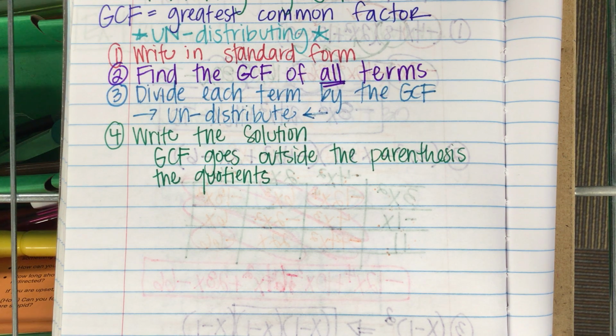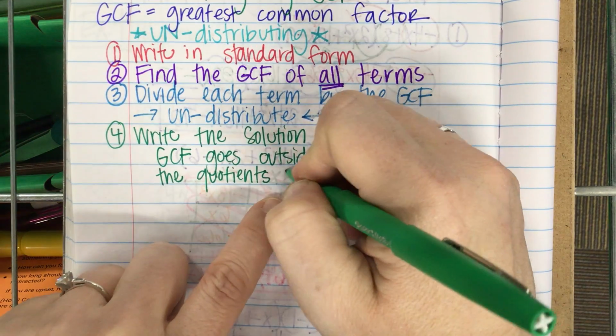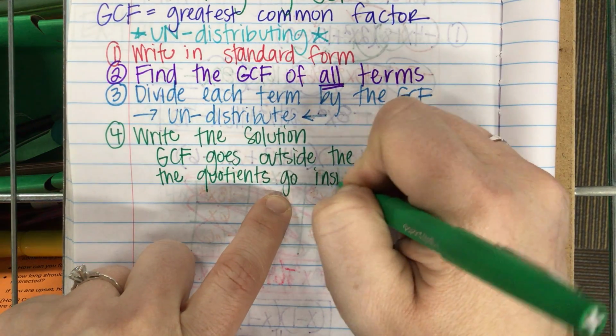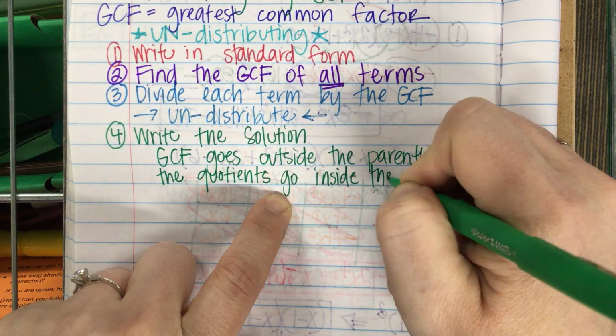Anna? I don't know the meaning of quotient, but aren't they the numbers inside the parentheses? Well, they are, but what does quotient mean? It doesn't mean numbers inside parentheses. What does it mean, Lily? The answer to a division problem, because we're dividing, right? So the quotients, the answer, what you get is your solution when you divide by the GCF. The quotients go inside the parentheses.